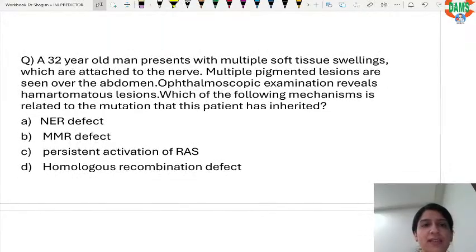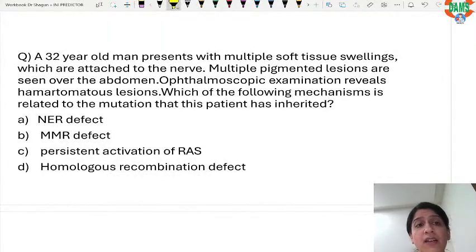Next question. Yes, a very important question. Whether they ask you about any DNA repair defect, they give a very important 3-4 line clinical history, and such a question definitely comes. So carefully, a 32-year-old man presents with multiple soft tissue swellings which are attached to the nerve. Carefully, word by word, try to find the diagnosis here. This is a clinical integration. Multiple soft tissue swellings which are attached to the nerve.